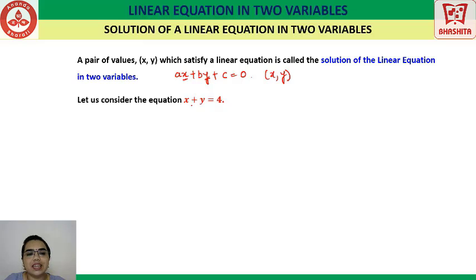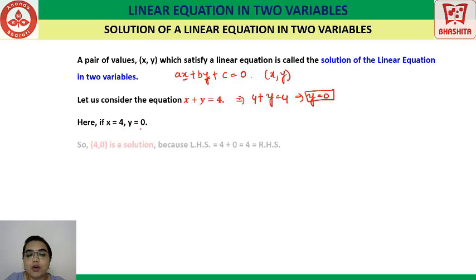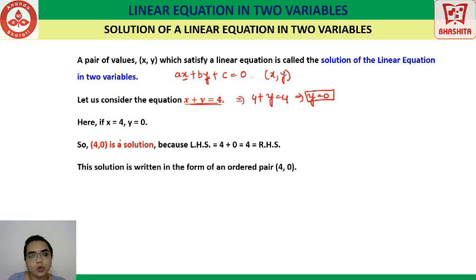So let us consider a linear equation in two variables, that is x plus y equal to 4. Now here if we substitute x is equal to 4, what will be the value of y? 4 plus y is equal to 4, so y is equal to 0. So here 4 comma 0 is a solution to this given linear equation. Do you think it is correct? Yes, it is true. Now this solution x comma y is always written in the form of an ordered pair, that is how this is x comma y, 4 comma 0. It is an ordered pair.